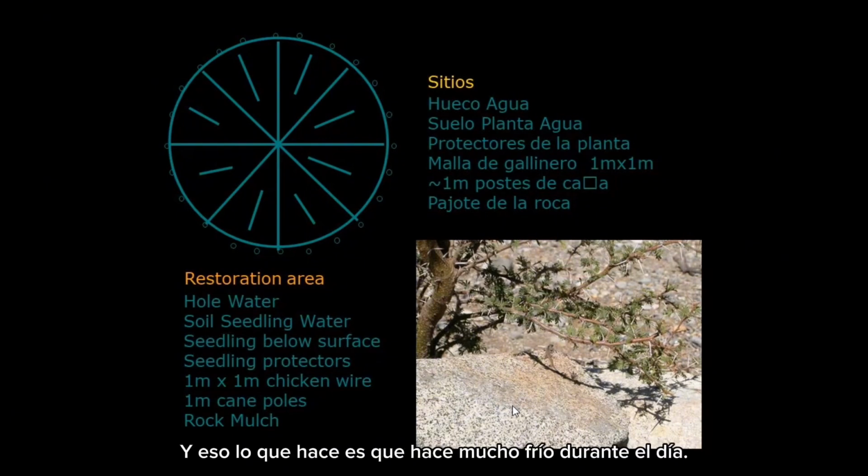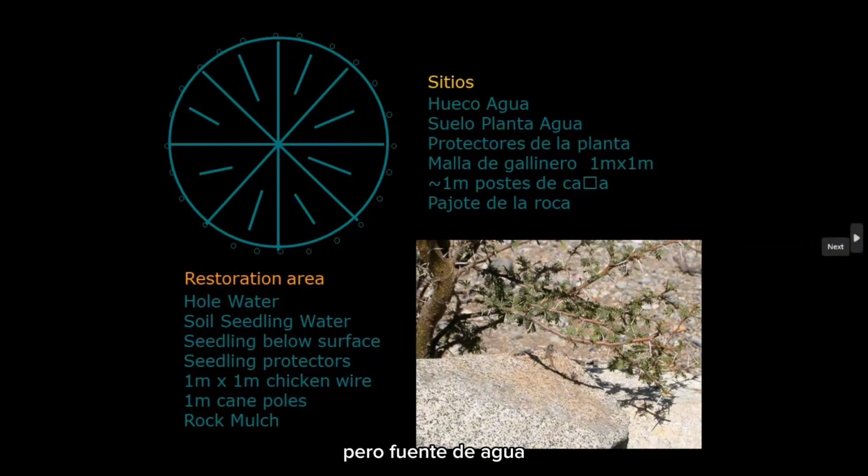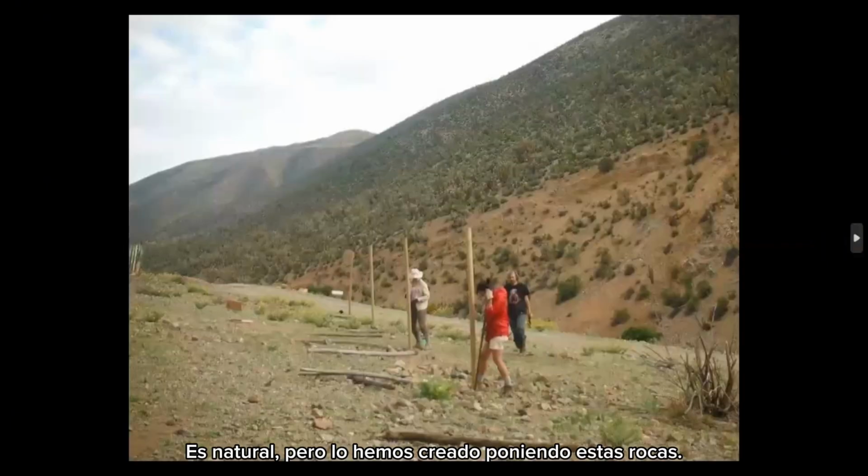And what that does is, because it's so cold during the night and so hot during the day, you get condensation. So that's sort of like a natural irrigation water source. It's an artificial water source, but it's natural. We've created it by putting these rocks.